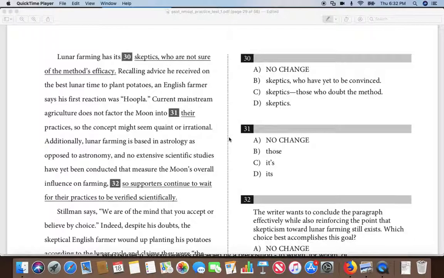Lunar farming has its skeptics who are not sure of the method's efficiency. Yeah, efficacy there, which means effectiveness. Fancy word for effectiveness. Okay.